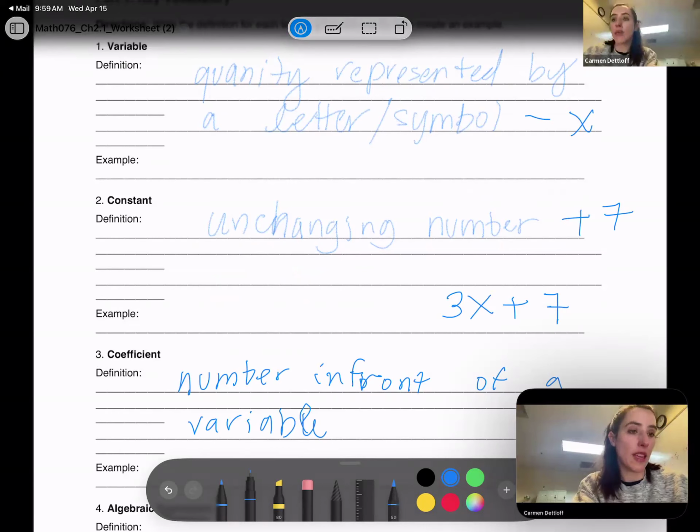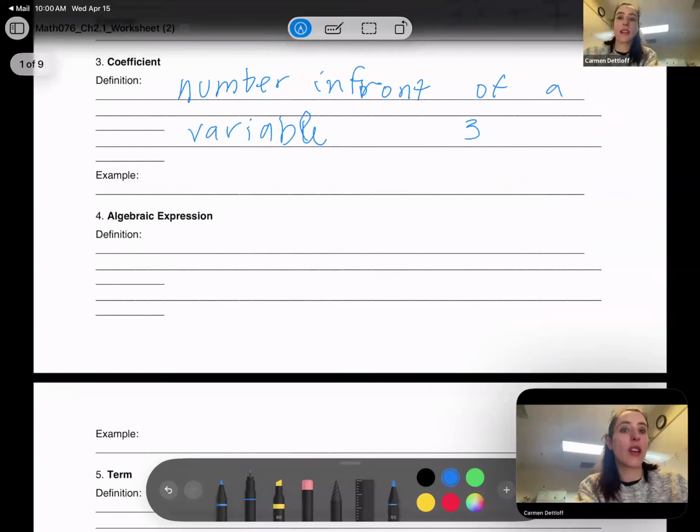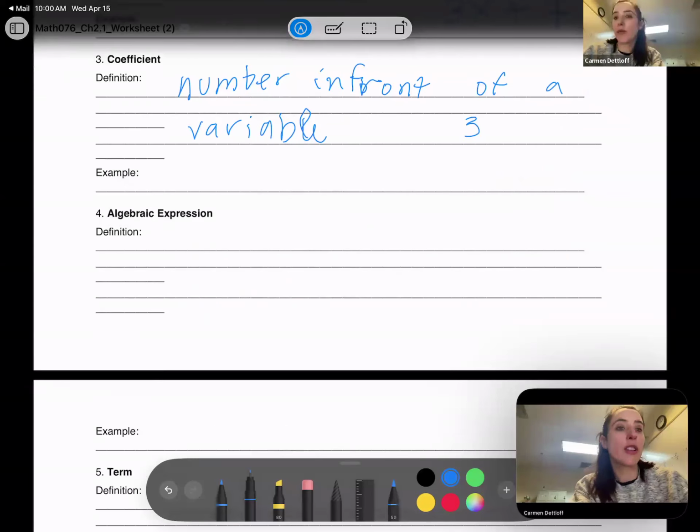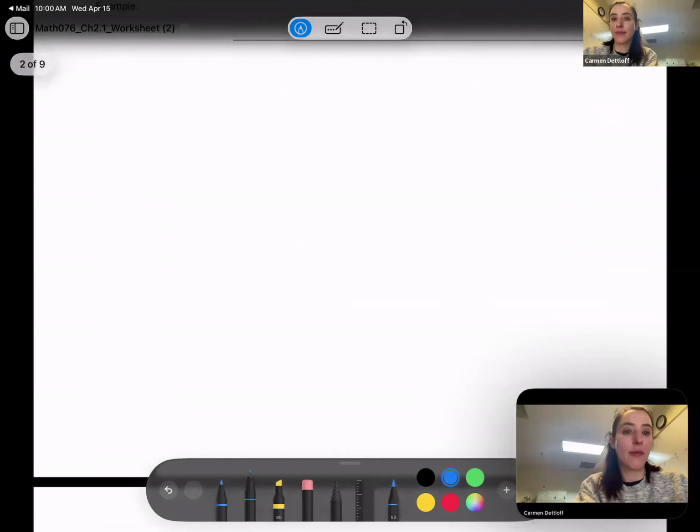An algebraic expression is all of these things together. So an algebraic expression involves a variable usually. So like 3x plus 7, all of that together is an algebraic expression. Let's start with those definitions and we'll come back to the last couple, okay?